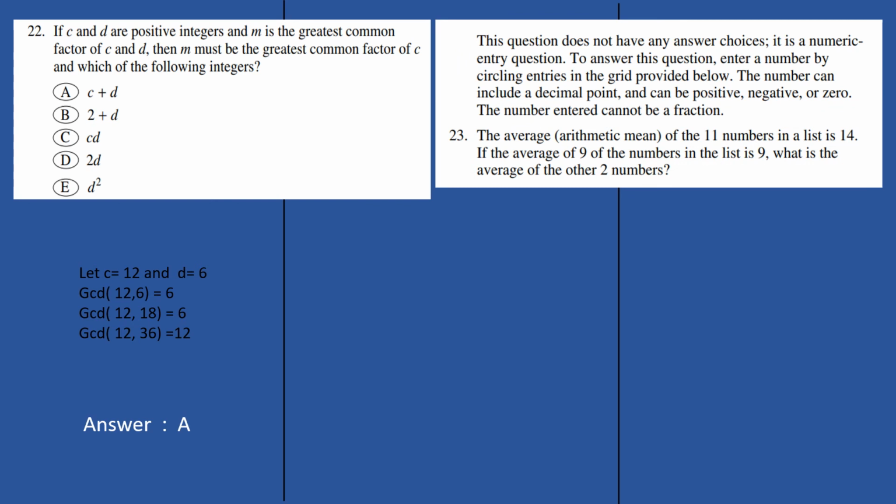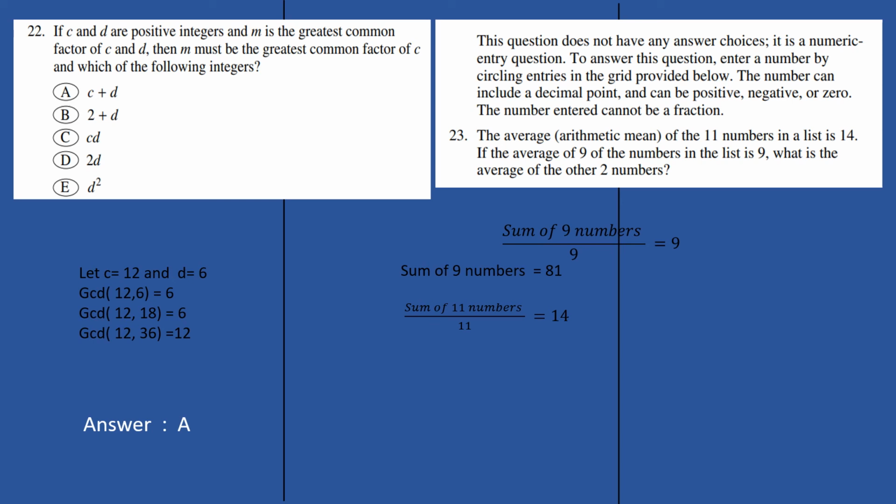For 23, it says the average of 9 numbers is 9. So the sum of 9 numbers divided by 9 will be 9, or the sum of 9 numbers will be 9 times 9, 81. And in the second case, it says the arithmetic mean of 11 numbers is 14. The average for 11 numbers is 14.